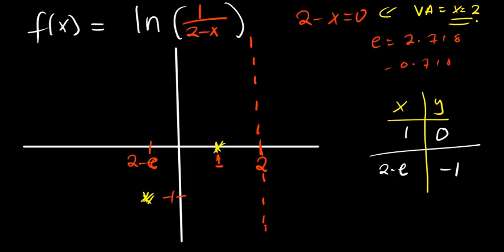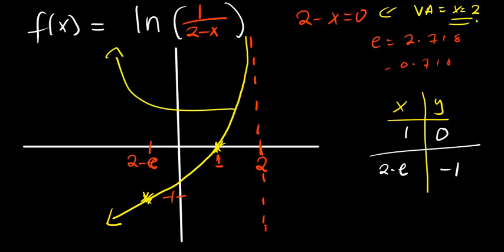What does it tell us? Starting from the asymptote closer, touching these two points, going this side. That is my graph. So that's the basic idea behind this graph.